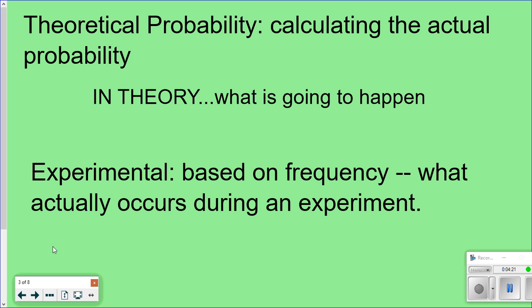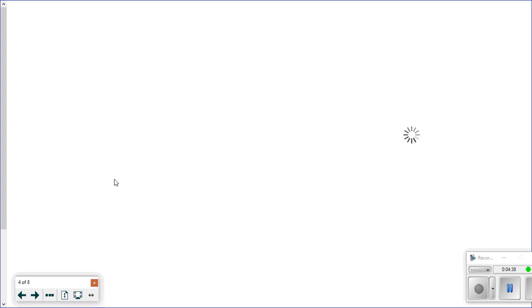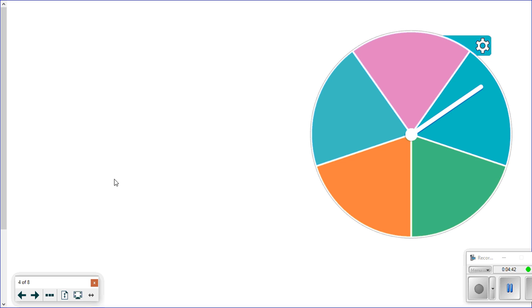So I'm going to pull up another spinner. Okay. And we're going to find theoretical and experimental, because this is what your homework is going to have you do today. It's going to have you find both things. So I want to make sure you know how to do that. In your homework, it's going to say, in the experiment, this happens.